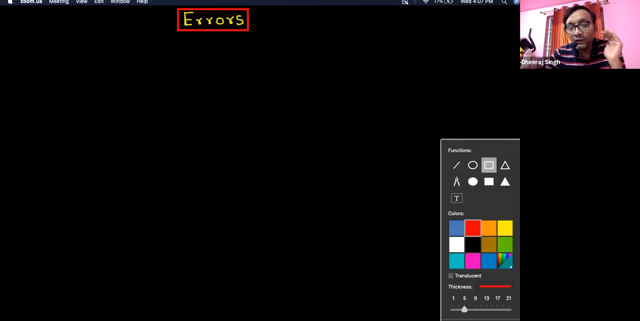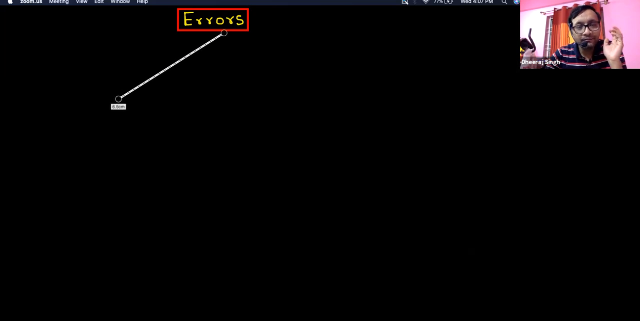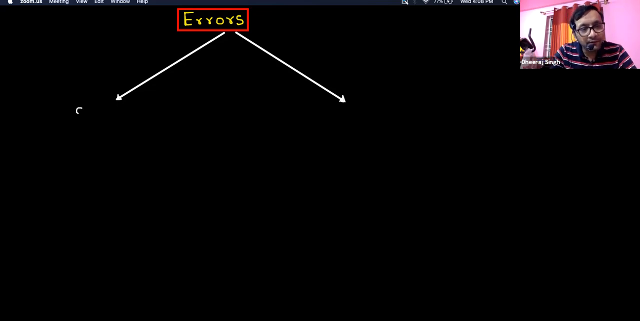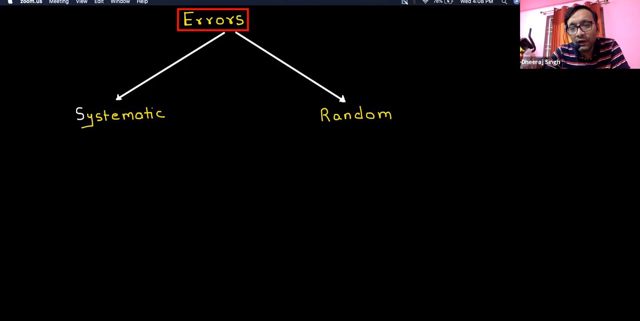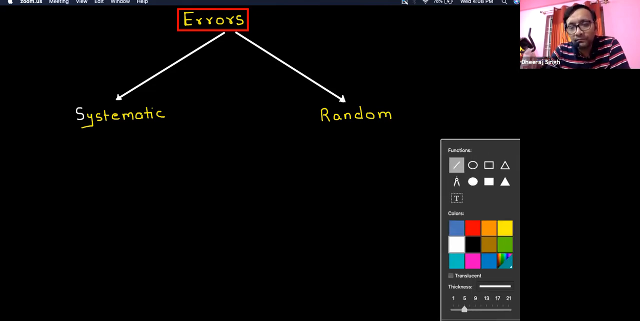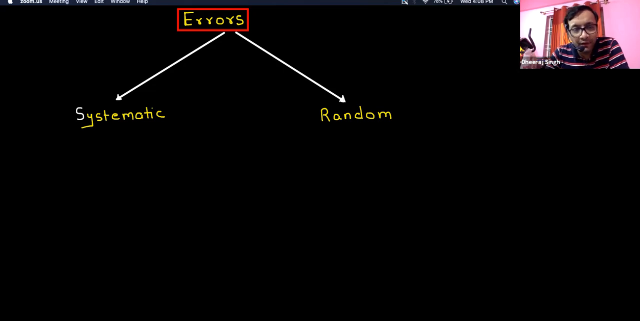Okay, now talking about the error, there can be two types of error. Fine, so all of you draw this kind of diagram. Write down systematic error and random error. Okay, now there can be many systematic or random errors.